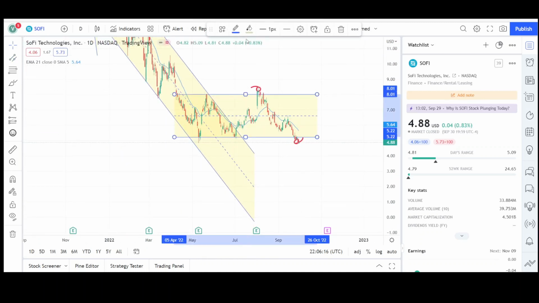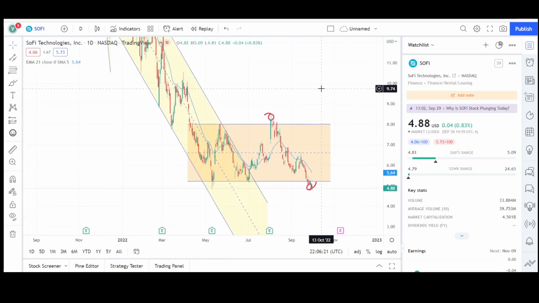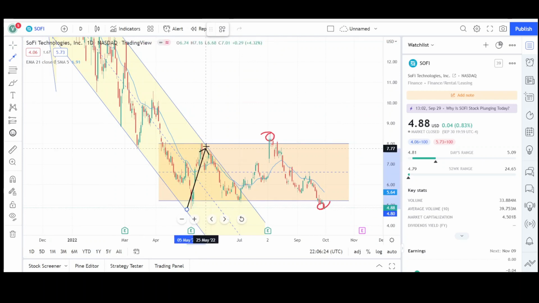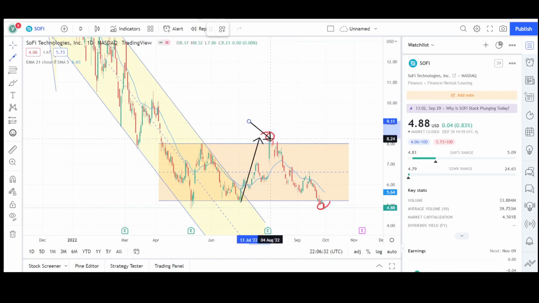Let me go and make this orange. So this is the break right over here in the form of two legs. So we had pretty much a perfect two legs, very similar to Baba. Go look at my Baba video I did. Very similar pattern. Break of the channel, two legs up. This was pretty much a very good short opportunity right over here.